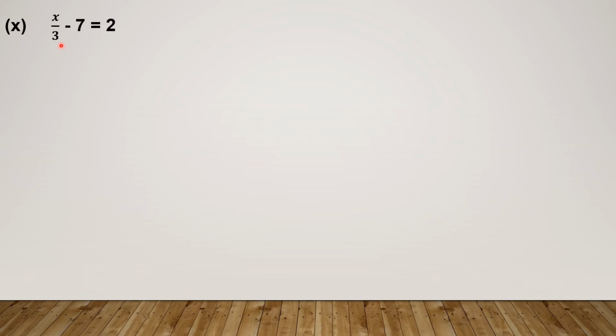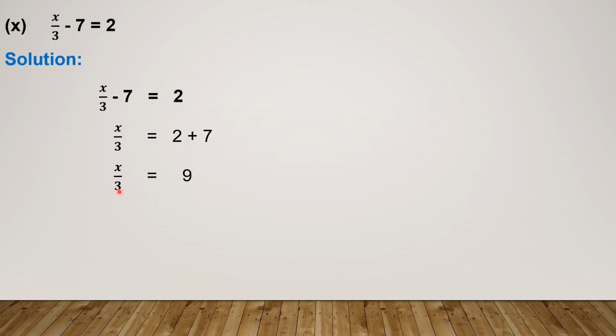Now see part number 10, that is x by 3 minus 7 is equal to 2. x by 3 minus 7 is equal to 2 is our question. Again, we have to find the solution of this equation, which means we will find the value of x from this equation. First of all, we will move minus 7 to the other side of the equation. This minus 7 will be converted to plus 7, and in the next step we will get x by 3 is equal to 2 plus 7. In the next step, simply add 2 and 7, and we will get x by 3 is equal to 9.